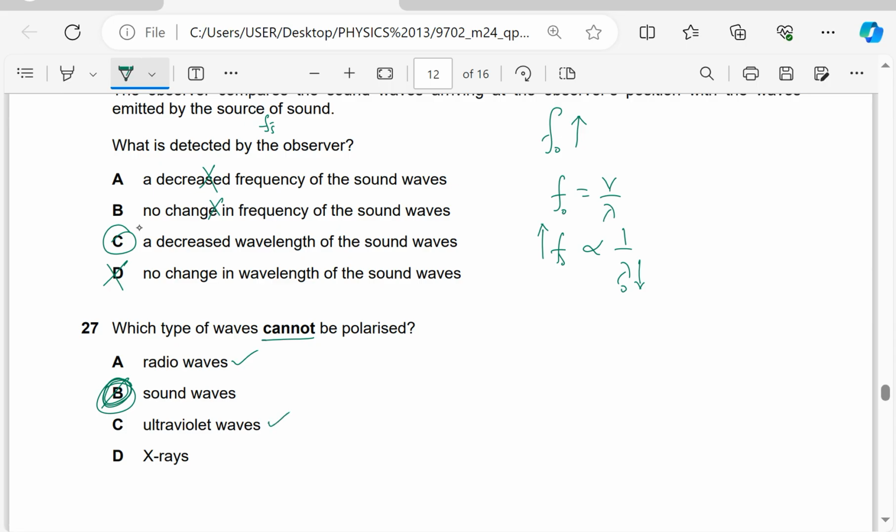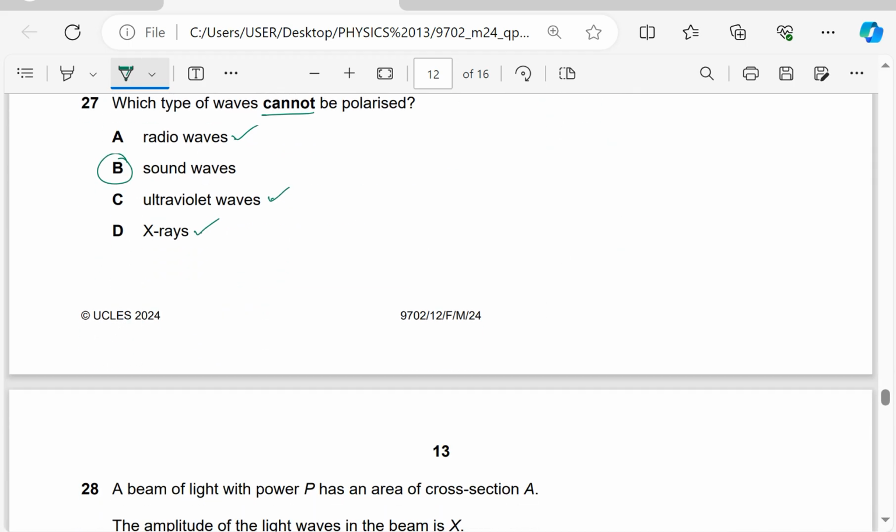UV can be polarized because that is light. X-rays are electromagnetic. Radio waves, ultraviolet, X-rays, those are electromagnetic waves which can be polarized. So it means it is only sound waves which are longitudinal, they are not transverse, they cannot be polarized.